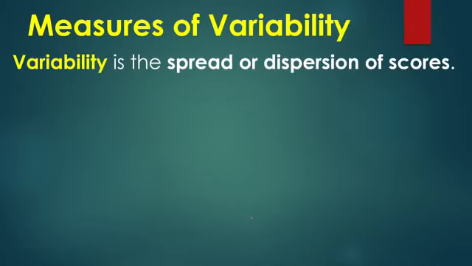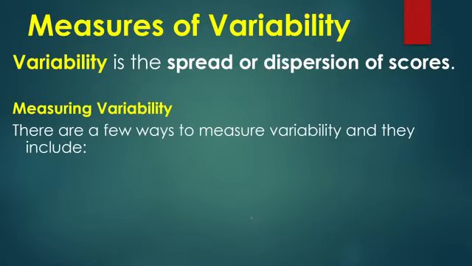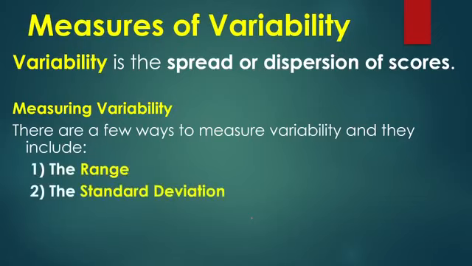Variability is the spread or dispersion of scores. Now, how do you measure variability? There are a few ways, but today we will be talking about 3 ways only. We have the range, the standard deviation, and the variance. So, kining range, we will start with this. Ang variance and ang standard deviation, we will have that together because the standard deviation depends upon the variance. So, let's begin with the range first.